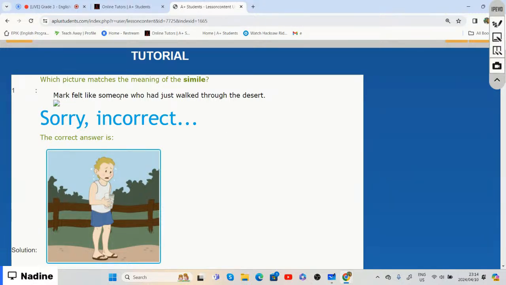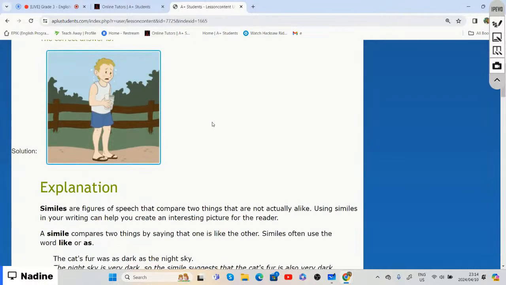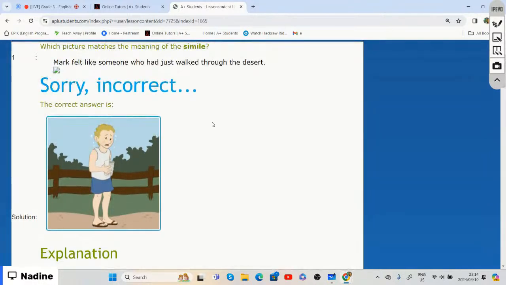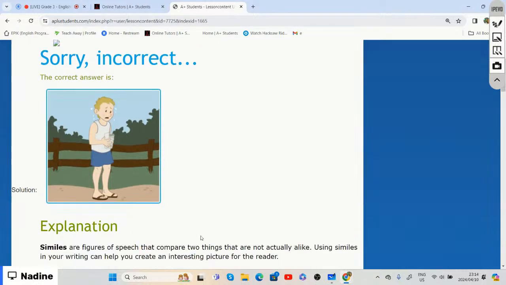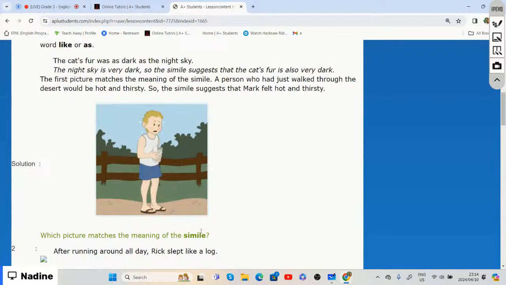Here it says, which picture matches the meaning of the simile? It says, Mark felt like someone who had just walked through the desert. And over here it says that the first picture matches the meaning of the simile. It says a person who had just walked through the desert would be hot and thirsty.